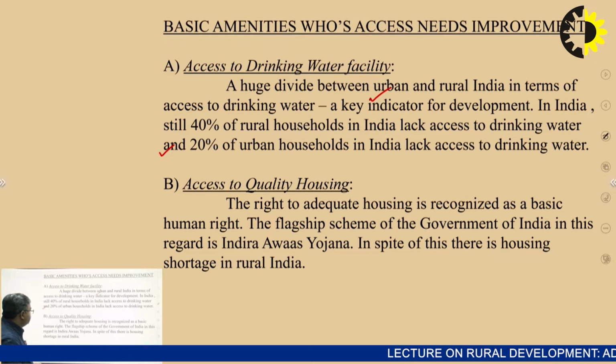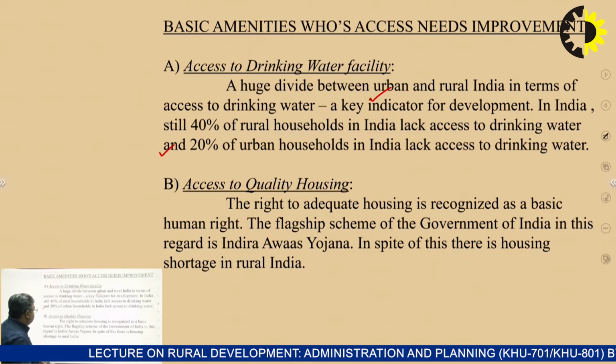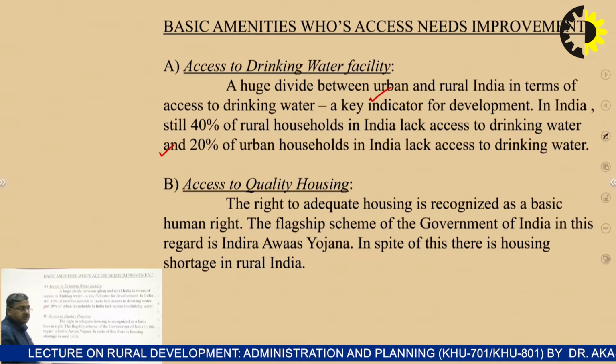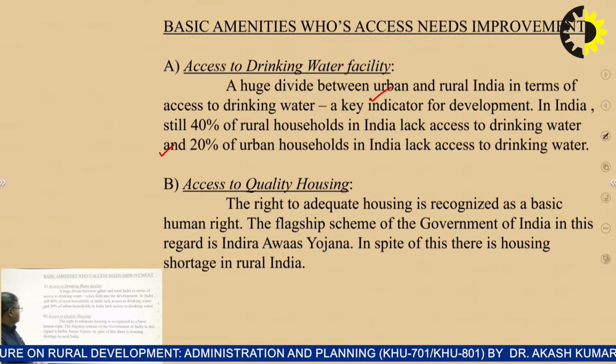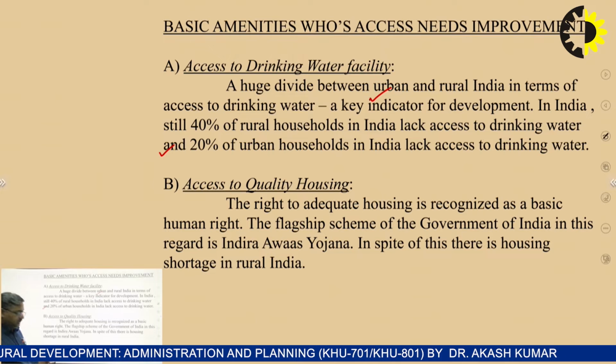Access to quality housing. The right to adequate housing is recognized as a basic human right. Flagship scheme of Government of India in this regard is Indira Awas Yojana. And in spite of this, there is housing shortage in rural India too.